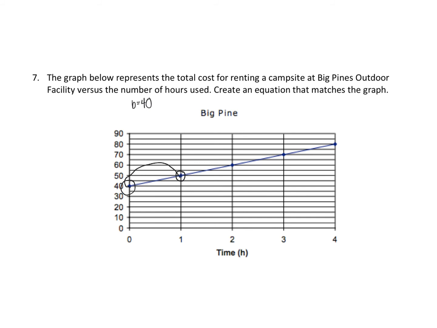That's why we have to look at these intervals. Even though this space is much greater, that still only represents one change. So our change in y over change in x is 10 over 1, or 10, which means our equation will be y equals 10 times x plus 40.